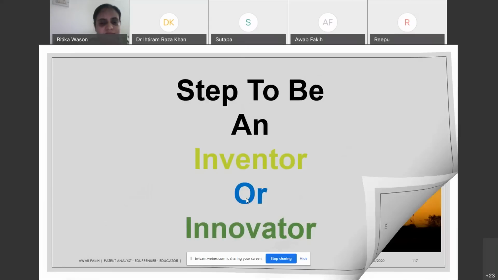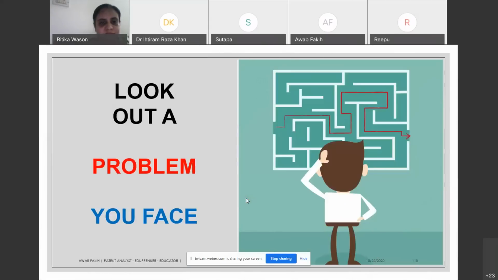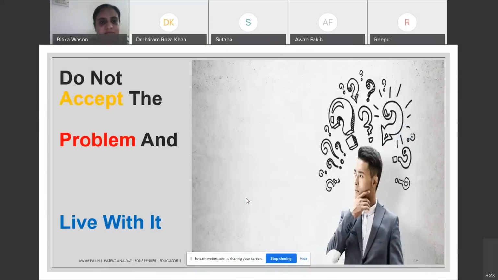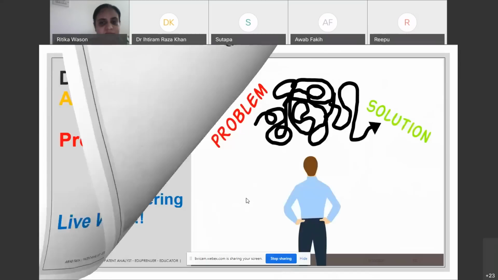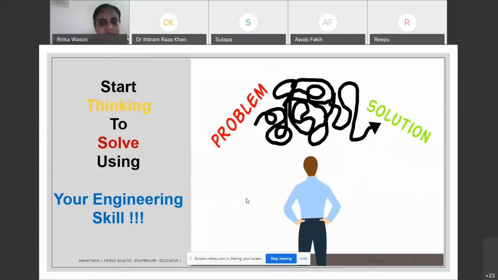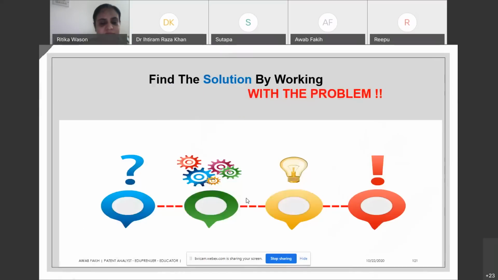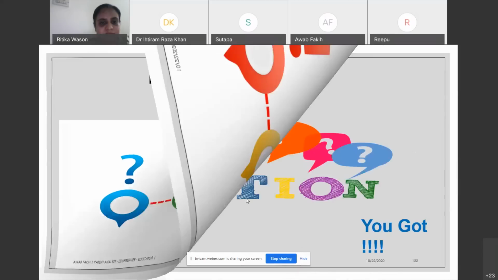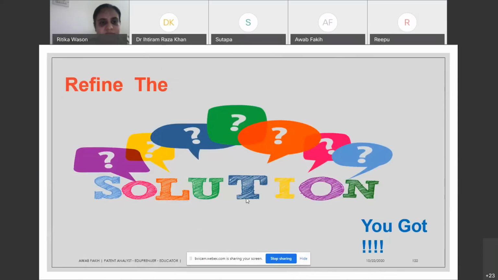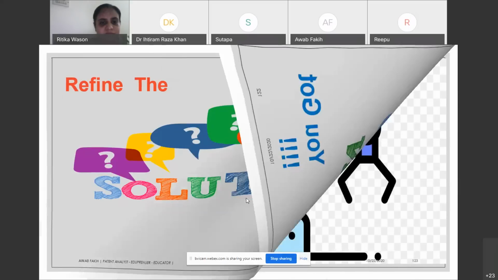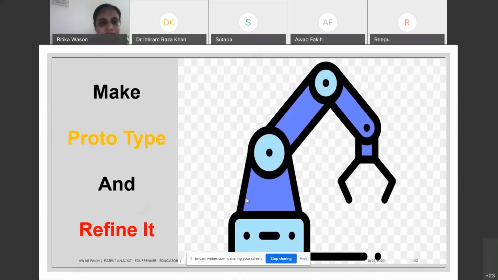To be an inventor or innovator, feel young, look at a problem you face, my dear friends. Do not accept the problem and live with it. Start thinking to solve it using engineering skills. Find the solution to the problem you face. Refine the solution. Make the prototype and refine it.